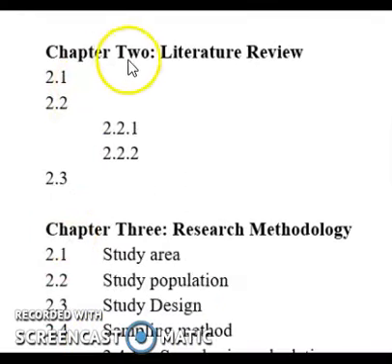The next chapter is on literature review. Here you need to elaborate about your study, what is about the background of your research. So you might need to have subtopics like this. This is just an example. It depends on your study. You might have up to 2.4, 2.5. Or maybe even 2.1 also you have sub 2.1.1.